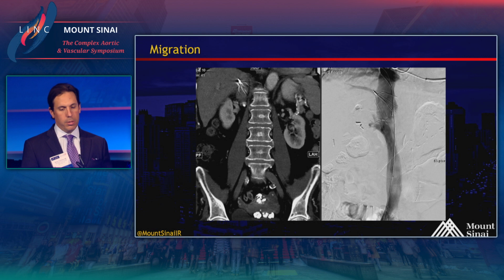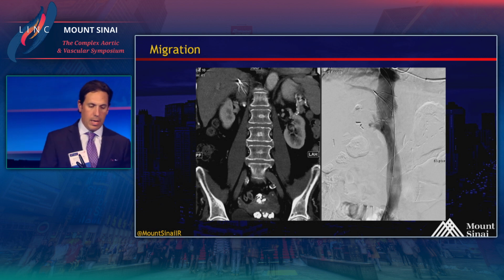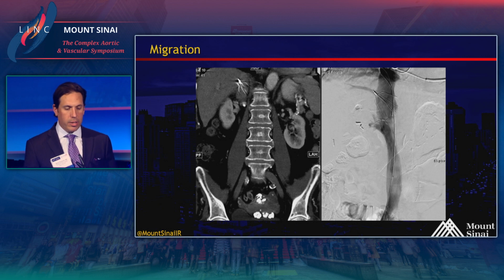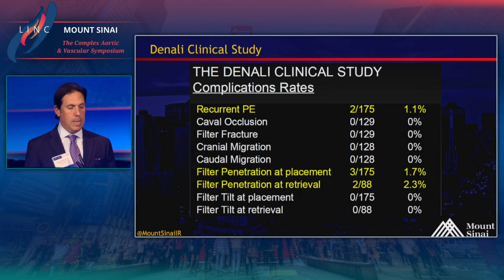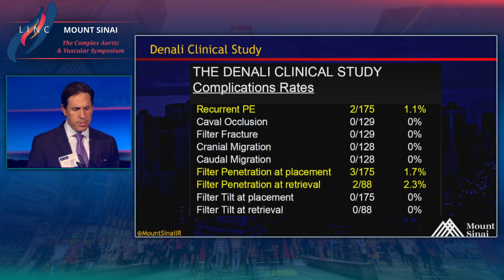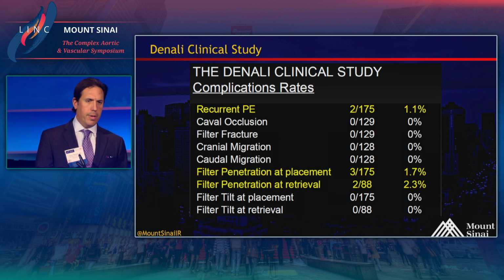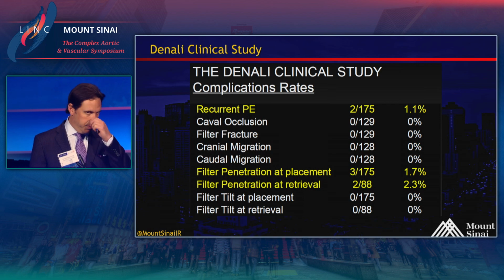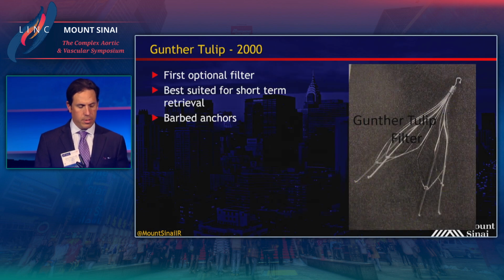Migration to the heart, but it may not make it all the way to the heart. This was one where we actually found it in the hepatic vein. And this can be removed. Luckily, it's not in the heart, and so you can remove this. Not easy to remove, but it's definitely removable. And then if you think about the data based on the Denali's clinical study, a lot of these complications were minimized with the newer iteration of the filter. So the Denali seems to be the better design of these filters.